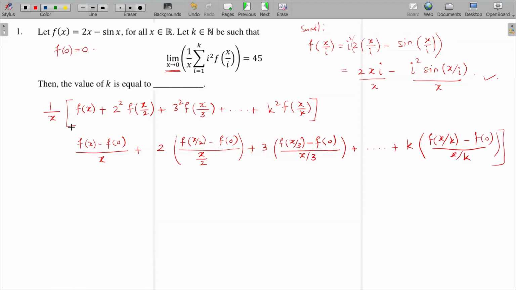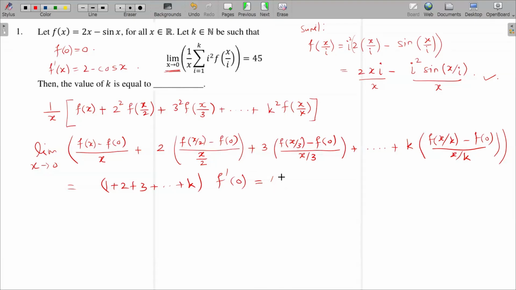Just now if I take limit x goes to 0 of this whole thing, what am I going to get? This is f dash 0, 2 times f dash 0, 3 times f dash 0. So it is like 1 plus 2 plus 3, so on up to k, into f dash 0. And now how much is f dash 0? f dash x is 2 minus cos x. So f dash 0 is 2 minus 1, that's 1.